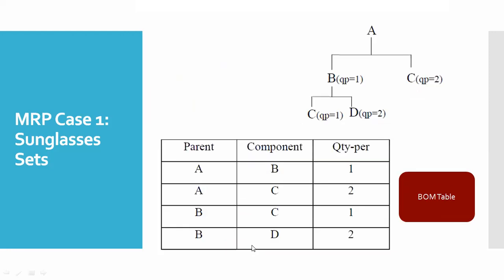So based on this particular thing, here A, B, C, D are taken. The quantity of A, B is 1, the next is 2, then 1 and 2. So the parent and components, or the quantity per time, will be given as A, B 1, AC 2, AB 1, AC 2, or BC 1 and BD it will be 2. That is called the bill of material table. It shows how much quantity of material you are using to make one sunglass.